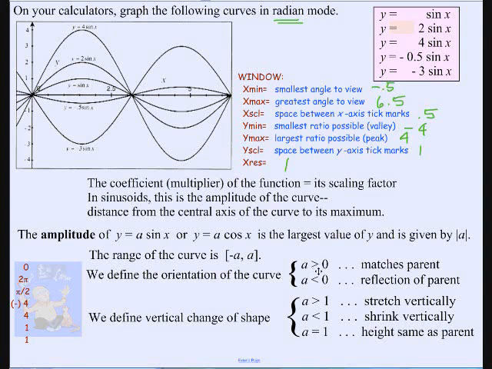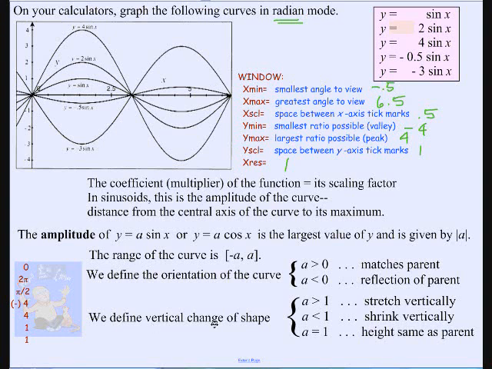We define the orientation of the curve this way. If A is positive, it's going to match the parent. That is to say that sine will rise, that ratio will get larger as we move away from 0. If A is less than 0, it's going to be a reflection. It'll go in the opposite direction. So as we move away from angle 0 towards 90 degrees, it gets smaller instead of larger. Just the opposite.